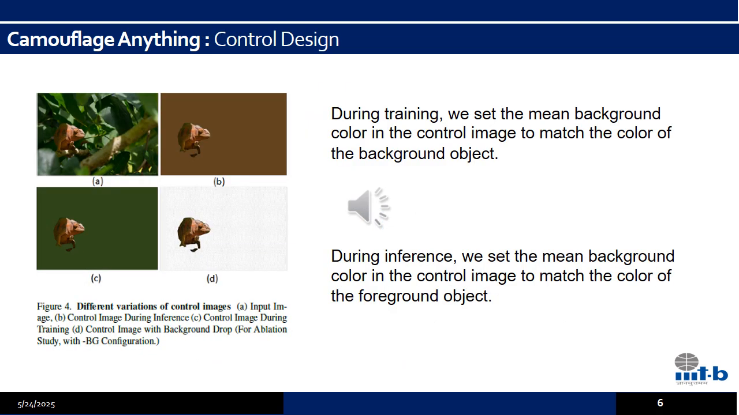In this slide, we present the control design in Camouflage Anything. During training, we set the mean background color in the control image to match the color of the background object that you can see in C. During inference, we take the mean background color and fill it so that it matches the color of the foreground. This way, the images generated during inference are much more camouflaged.